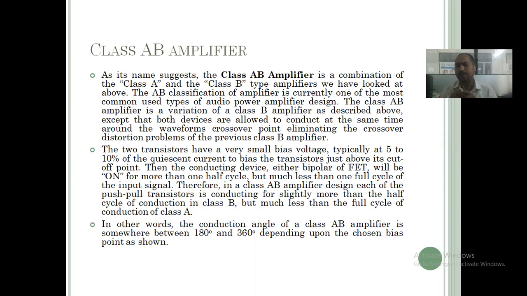This type of amplifier overcomes the problems coming with respect to the class B amplifier. There are not many problems with class B, because the efficiency of the class B amplifier is good, right? But the problem coming is distortion. This crossover distortion is the problem with the class B type of amplifier.